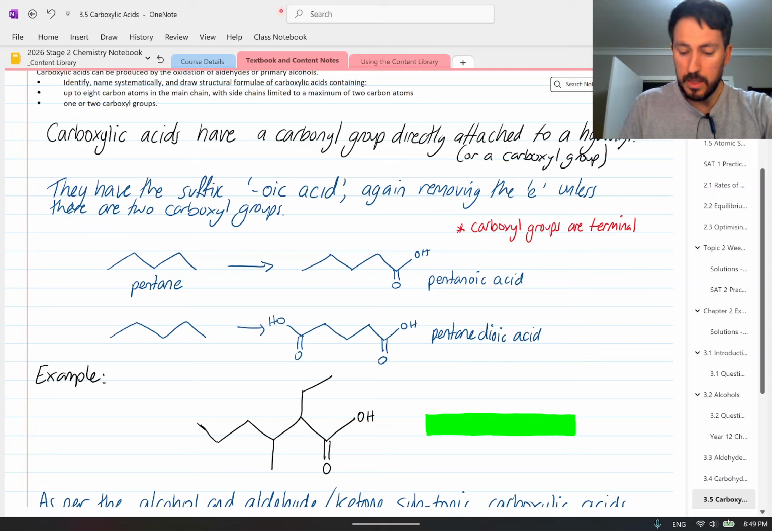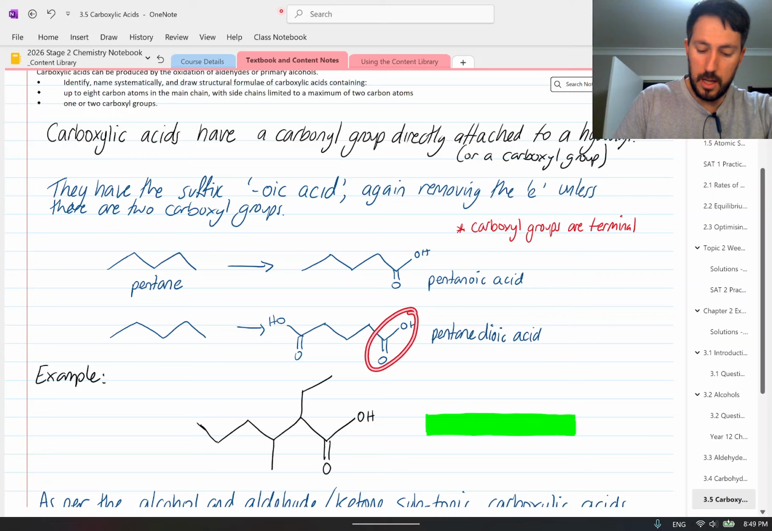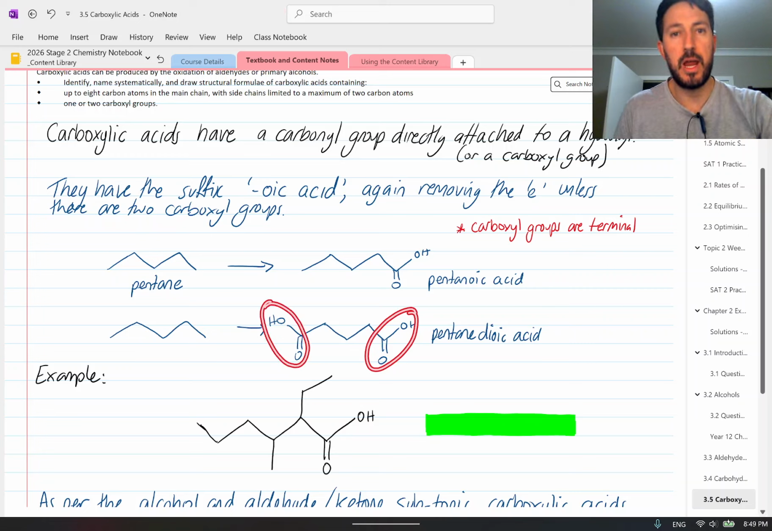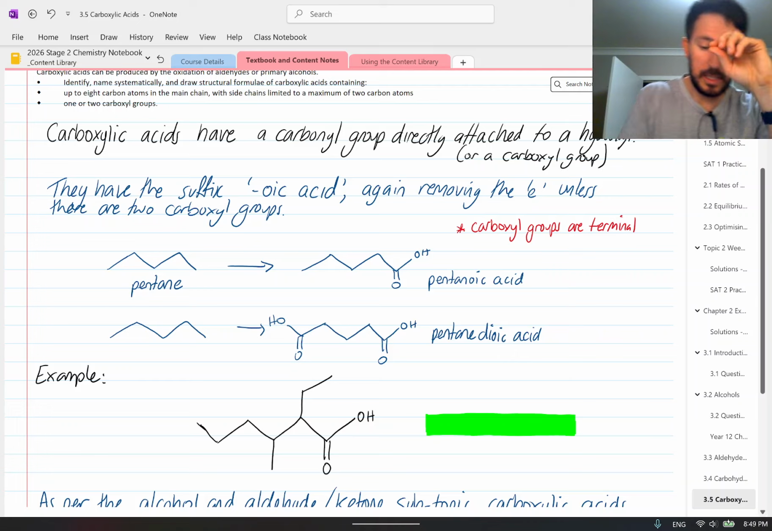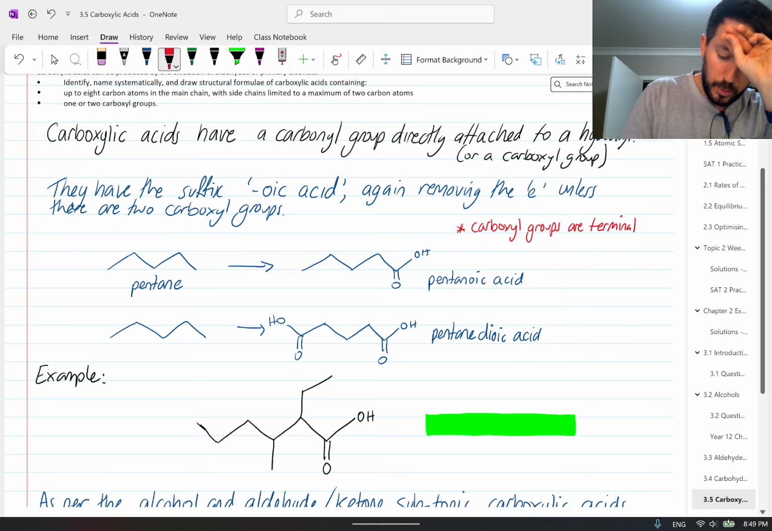Now there are no numbers here, again, because our two groups must be on each end. So if we have pentanedioic acid, we know there's 5 carbons, 1, 2, 3, 4, 5, and we know that the carboxyl groups, that there are 2 of because of the dioic acid, are going to be on each end. Now, when it comes to naming carboxylic acids, our normal rules will apply.